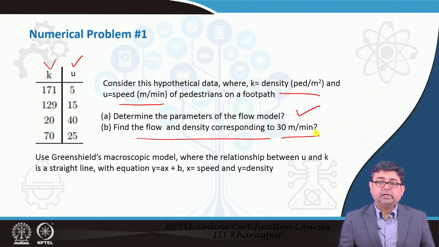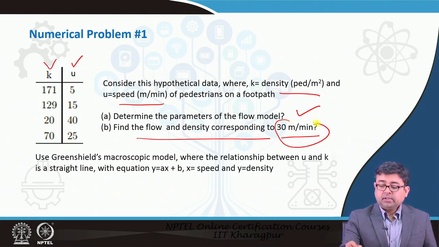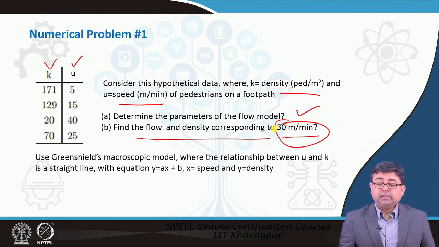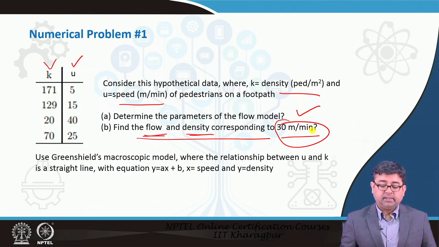So, you not only have to determine what the equation is, but once you know the equation, you have to substitute u equal to 30 meters per minute in order to estimate what the flow is and what the density is at that speed.